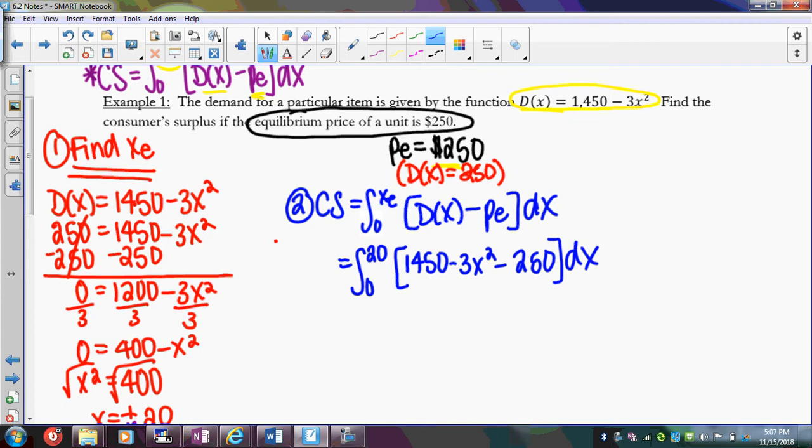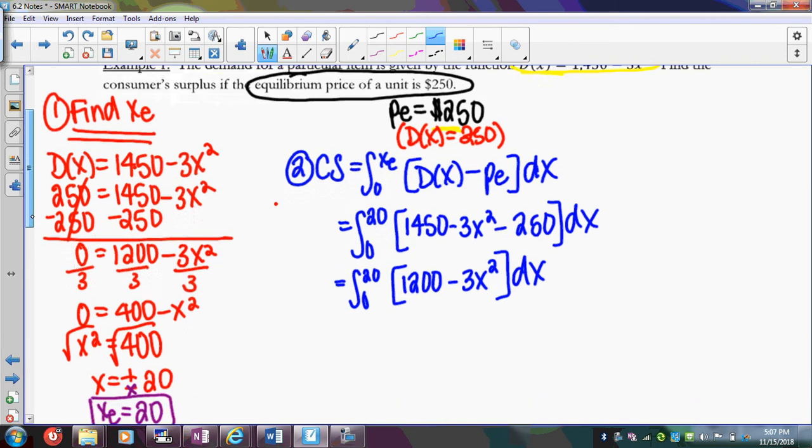And then from here, we just do our integral. So this just turns into an integral problem. So I'm going to just combine like terms before I start integrating. So I get 1200 when I subtract the 1450 minus 250 minus 3x squared. And now at this stage, we can start integrating.